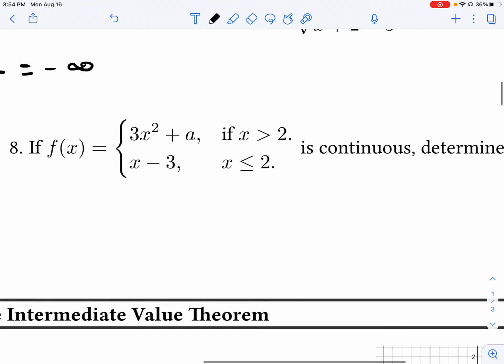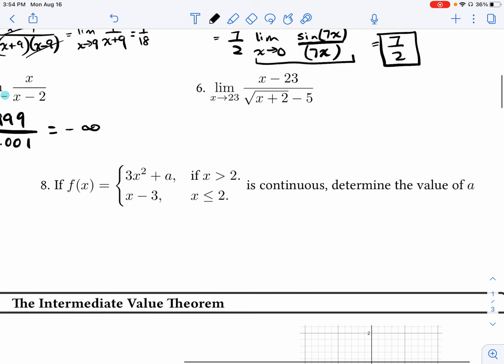For something like number 8, where we're told that this function is continuous, we want to determine the value of a. Well, if we know that this function is continuous, that means when x is equal to 2, where this piecewise function is split up, this output would have to be equal to this output. So f of 2, we know, is equal to 2 minus 3. We're plugging into this piece right here, which is negative 1.